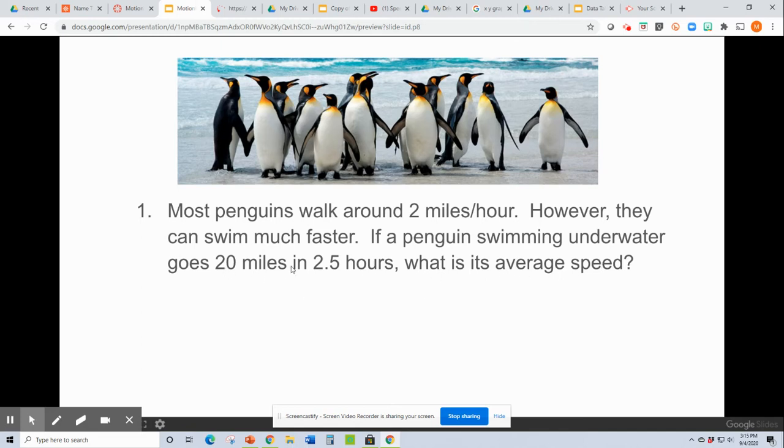So here's our distance. Here's our total time. So it would look like this. Average speed would equal 20 miles divided by 2.5 hours. And if you put 20 divided by 2.5 in your lovely calculator, you will come up with 8 miles per hour. So they can certainly swim much faster than they can walk. They can swim at 8 miles per hour, and they waddle at 2 miles per hour.